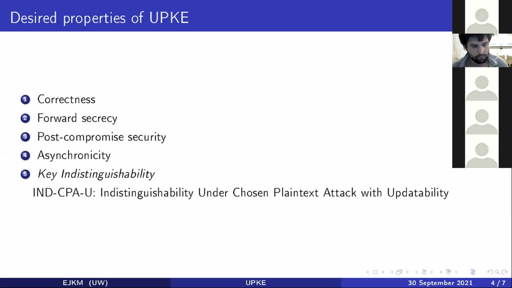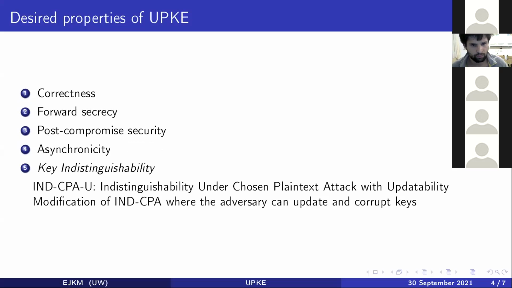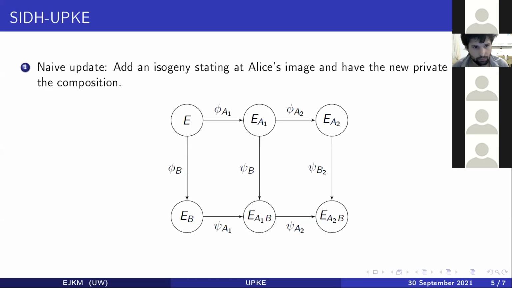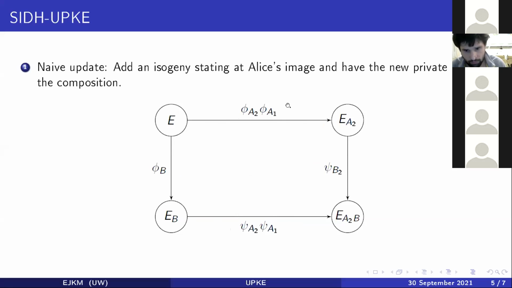To capture all these properties, we created a security game that we call IND-CPA-U, which is just a modification of the classic IND-CPA game, but we allow the adversary to also update and corrupt the keys. Since we're working on supersingular isogenies, we attempted a UPK scheme on both SIDH and CSIDH. We started with SIDH, where we have the basic SIDH exchange between Alice and Bob. The naive update on Alice's key would simply be to add a second isogeny, so that the new secret key is the composition of the 2 isogenies between the initial curve and the end curve.